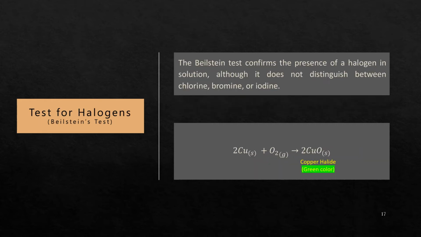The Beilstein test confirms the presence of a halogen in a solution, although it does not distinguish between chlorine, bromine, or iodine. A copper wire is dipped into the halogen-containing solution and thrust into a flame. The copper oxide on the wire reacts with the organic halide to produce a copper halide compound that gives a blue-green color to the flame.